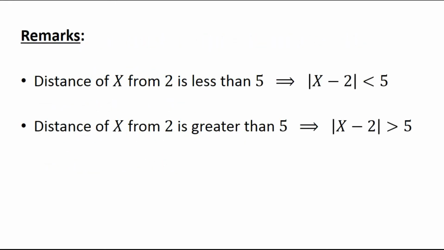Remarks. Distance of x from 2 is less than 5. It can be written in this form, that modulus of x minus 2 is less than 5, and distance of x from 2 is greater than 5. It can be written in this form. Because the distance is in positive terms, that's why we are using this modulus sign.